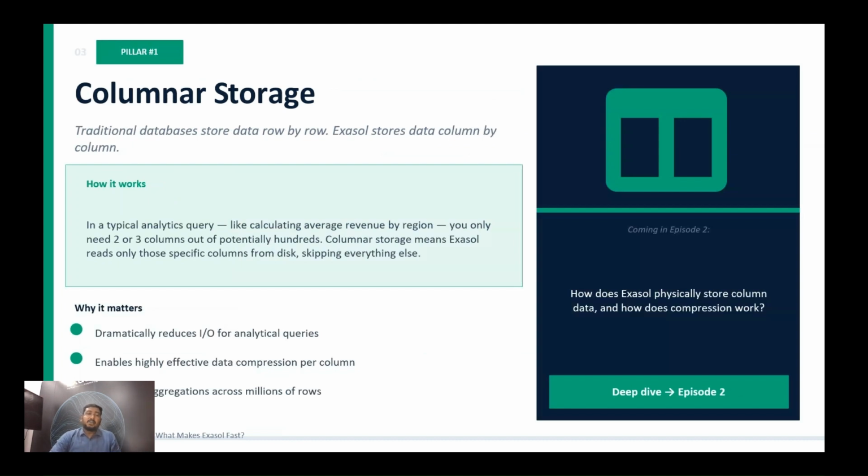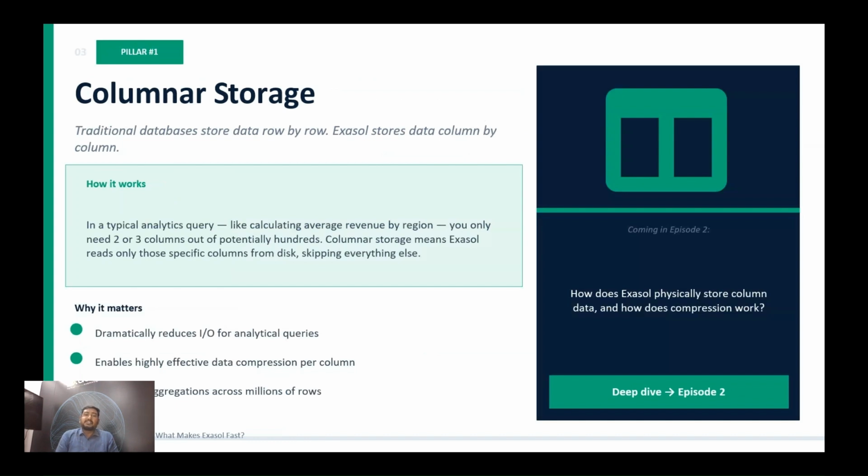So, pillar one, columnar storage. What is columnar storage and how does it help? Columnar storage and compression reduces the number of input and output operations and the amount of data needed for processing in main memory. Here is what that means in practice.